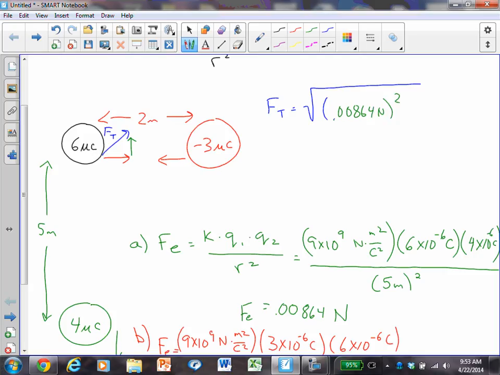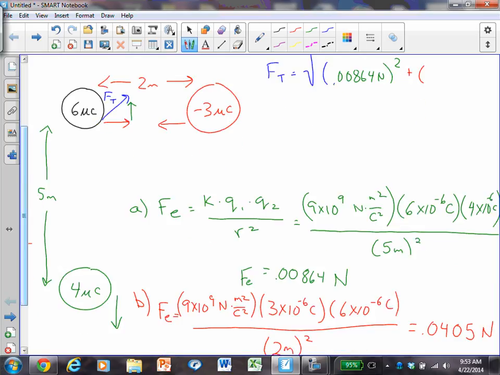plus 0.0405, and we will get the value. This will just give us the magnitude. Did you get 0.0414? Well, you rounded differently, but you got it, right? Close. Now that gives us the magnitude.